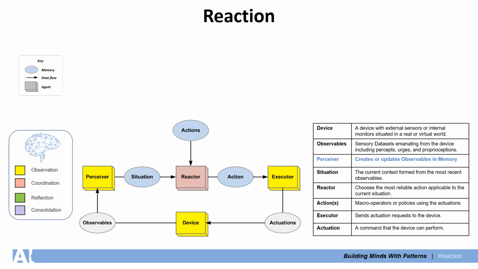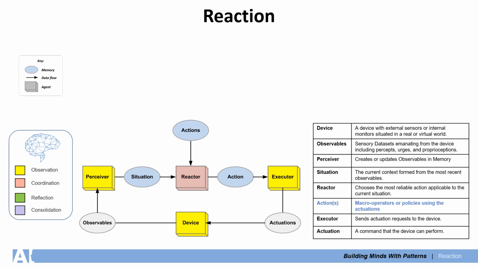These observables are sent to a perceiver component, which updates the observables in memory. From the observables, an overall context is formed, which is a situation containing the most recent observables. Then, a reactor component chooses the most reliable action applicable to the current situation and forwards it to the executor.